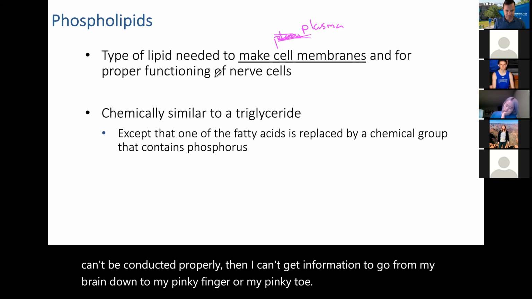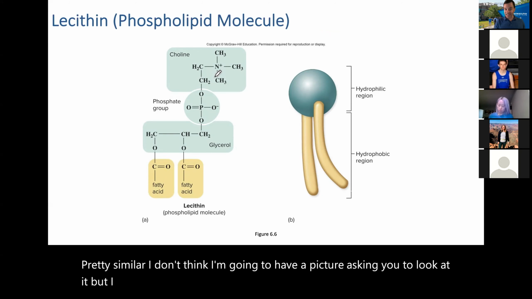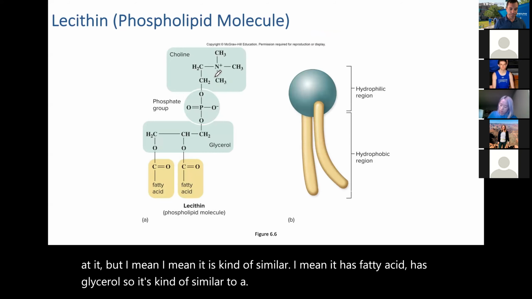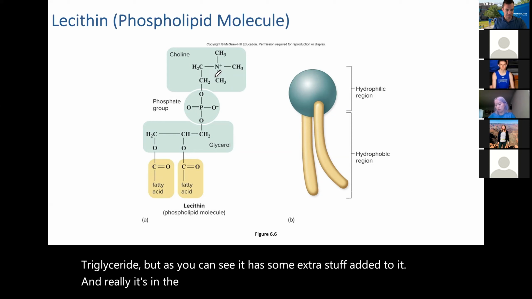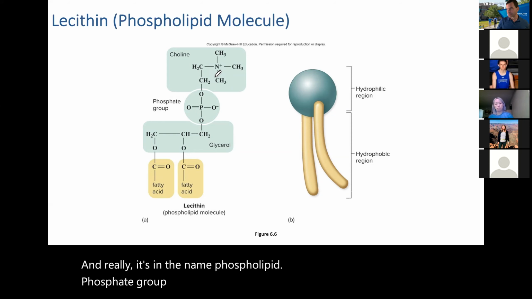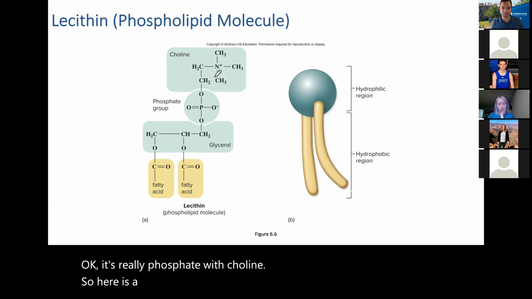Pretty similar. I don't think I'm going to have a picture asking you to look at it, but it is kind of similar. It has fatty acid, has glycerol, so it's kind of similar to a triglyceride. But as you can see, it has some extra stuff added to it. And really, it's in the name, phospholipid, phosphate group. It's really phosphate with choline. So here is a typical phospholipid right here. The name is called lecithin.